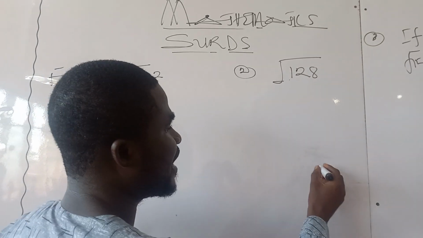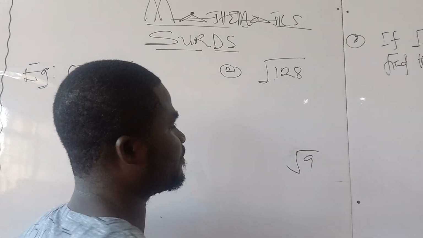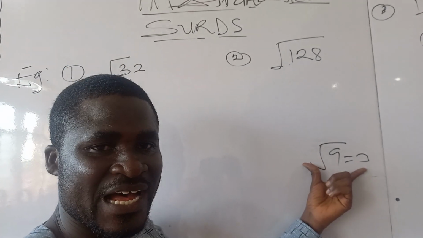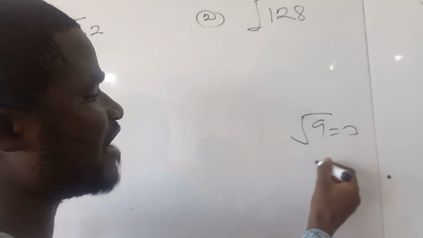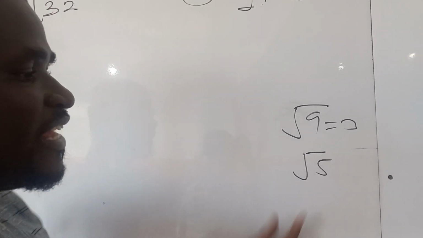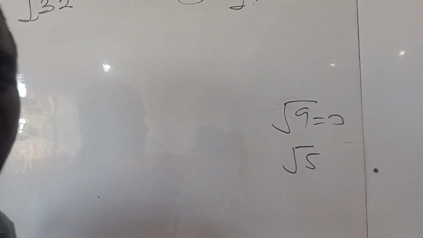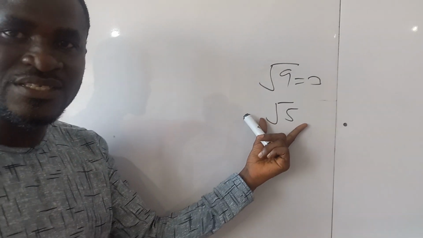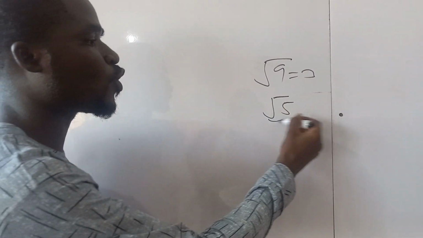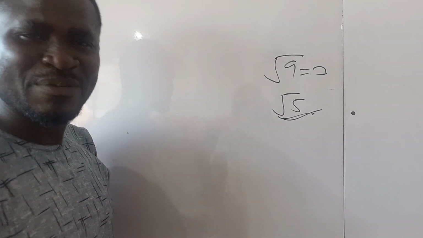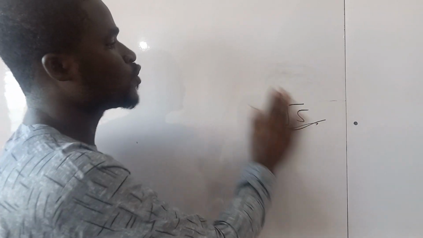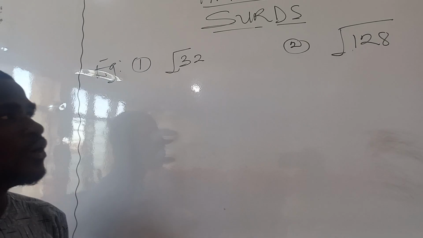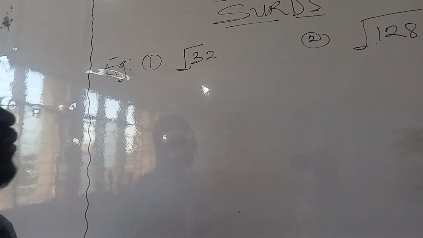Example: when you write square root of 9, the square root of 9 will give me 3. This is a rational number. And if I have square root of 5, the 5 here cannot give me an exact value. So this number is called an irrational number, and irrational numbers are also called surds. Are you getting it? So we are going to leave our answer in surd form. Okay, now let's look at the first example.